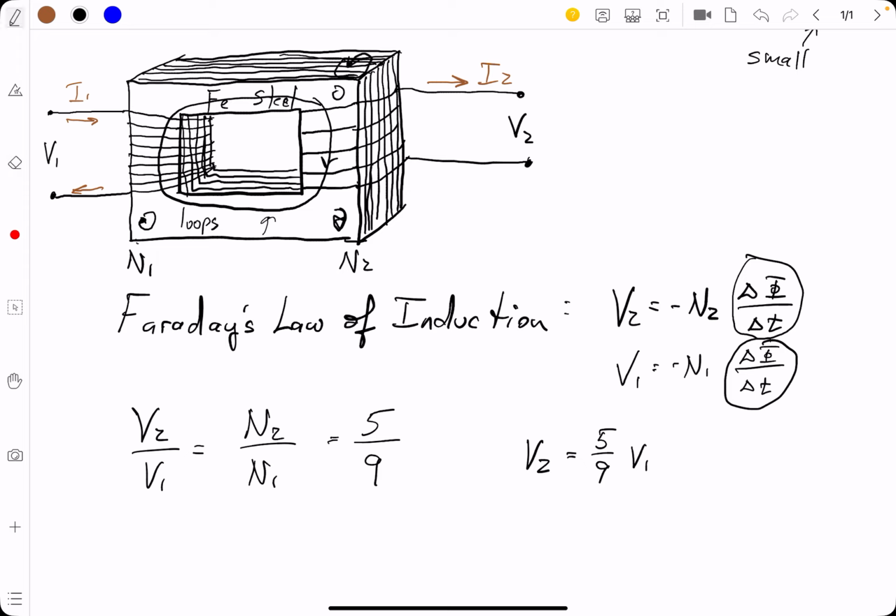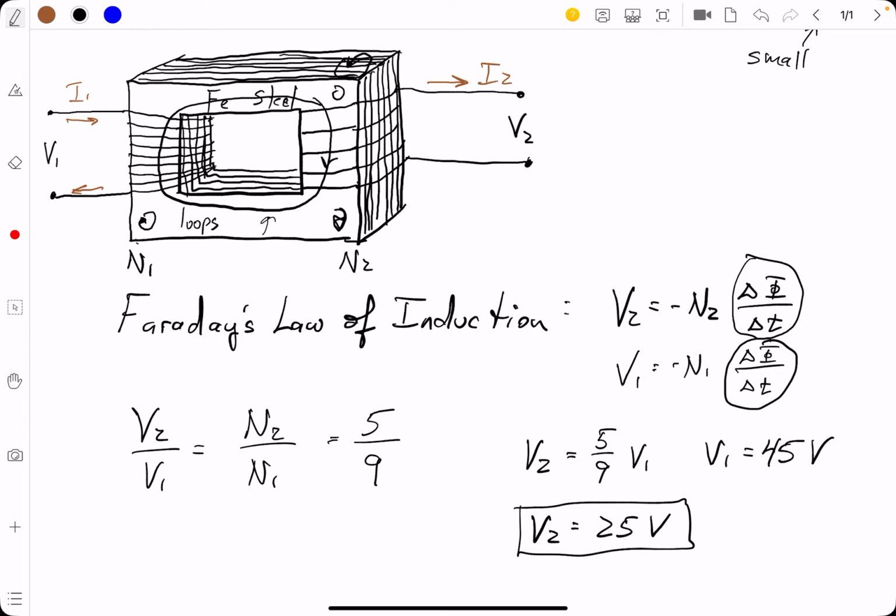Is that going to help? Is that going to make it easy? I don't know. So let's say V1 is 45. Does that make it easy? We get 5 times 5 is 25. Yeah, okay. So V1 equals 45 volts. So what does that make V2? V2 is equal to 5 times 5 is 25 volts.